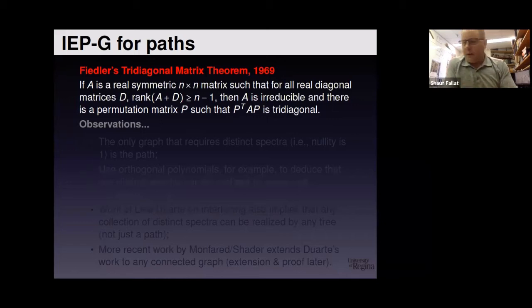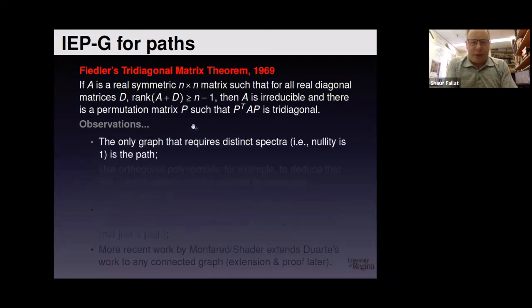And so some translations here: the graph of a tridiagonal matrix corresponds to a path. And so if you replace the diagonal matrix D here by, say, lambda I, so now you're thinking about eigenvalue problems, this translates to basically saying the nullity, the dimension of an eigenspace, cannot be more than 1. And so it must equal 1. And so this translates into the only graph that requires distinct spectra is the path, right? Every other graph, you can actually realize something with a multiple eigenvalue.